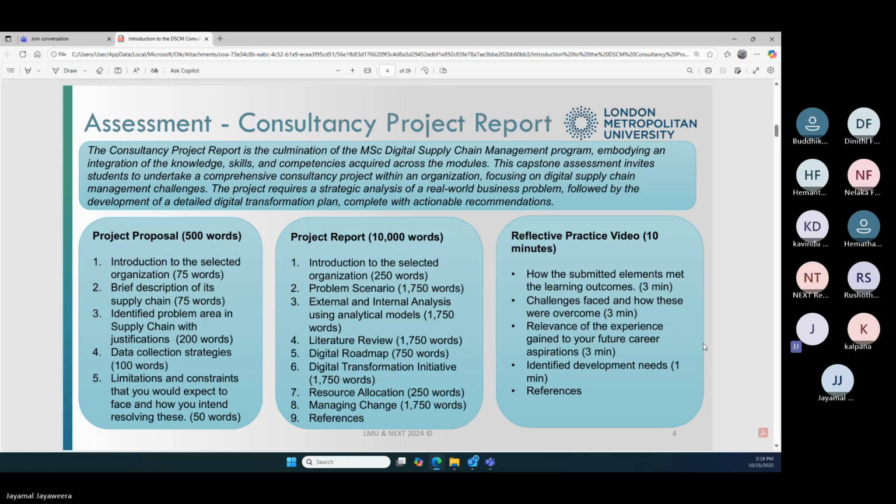So there are 3 sections to your consultancy project report. One is a project proposal, which is 500 words, not more than 500 words. Then the project report, 10,000 words, and we come to something called the reflective practice video. Now, the submission date for the project report is, I think, on the 14th of February 2026, if I'm not mistaken.